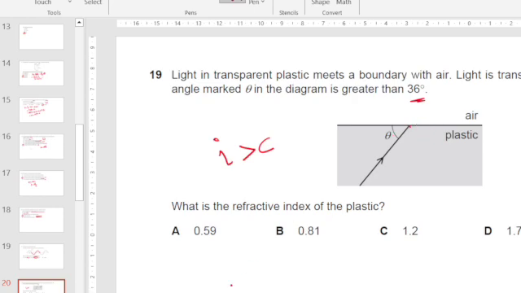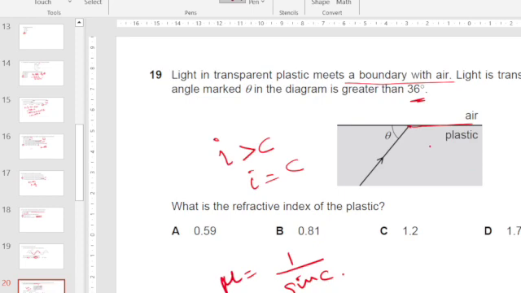So we know that the refractive index will be equal to 1 by sine C. How can I say this is the critical angle? Because it's clearly given the ray is traveling on the boundary. So hence the angle of incidence should be equal to C. If it is greater than C, it will be internally reflected, but that's not given in the question. So the ray is traveling in the boundary, so angle of incidence is equal to the critical angle.